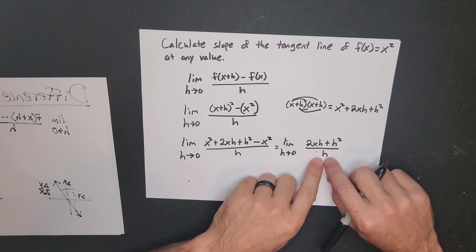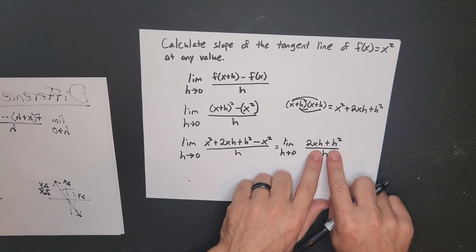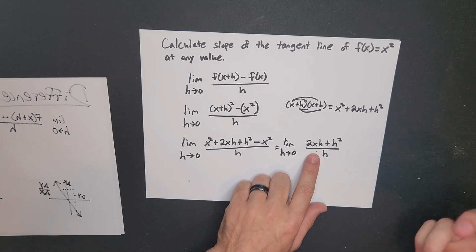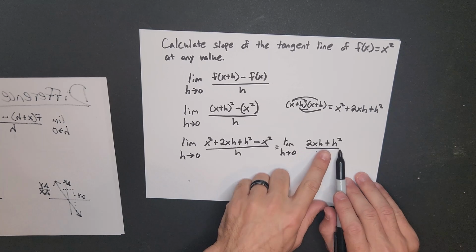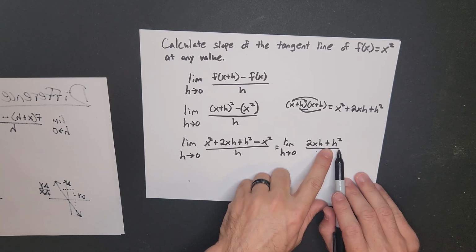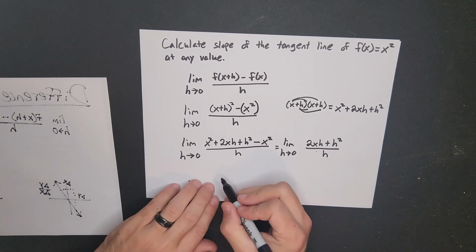So I got to get rid of this h somehow on the bottom. Well, if I look at my numerator here, and this will happen a lot when you're doing the difference quotient, look at your numerator. This value has an h in it. This value has an h in it. So what I can do is actually factor out an h.